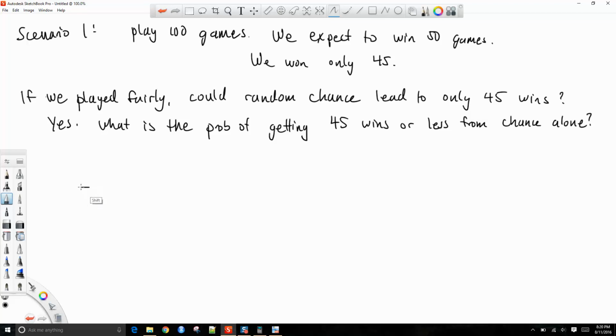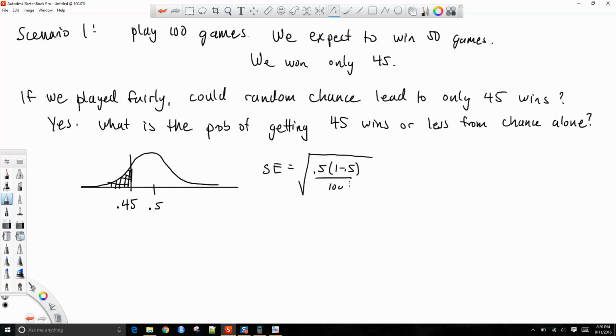Okay, and so in this scenario, we've got basically the same setup. This time, we have 0.5 in the middle, and we're going to look at the cutoff at 0.45. And we want to know what's the probability of getting 45 or less. So our standard error is actually the same as before. 0.5 times 1 minus 0.5 divided by 100, inside the square root, we have a standard error of 0.05. Our z-score this time is 0.45 minus 0.5 divided by our standard error. And we get a z-score of -1. Okay, and so when we look that area up in the table, we would have z is -1, and we get this area is 0.1587.